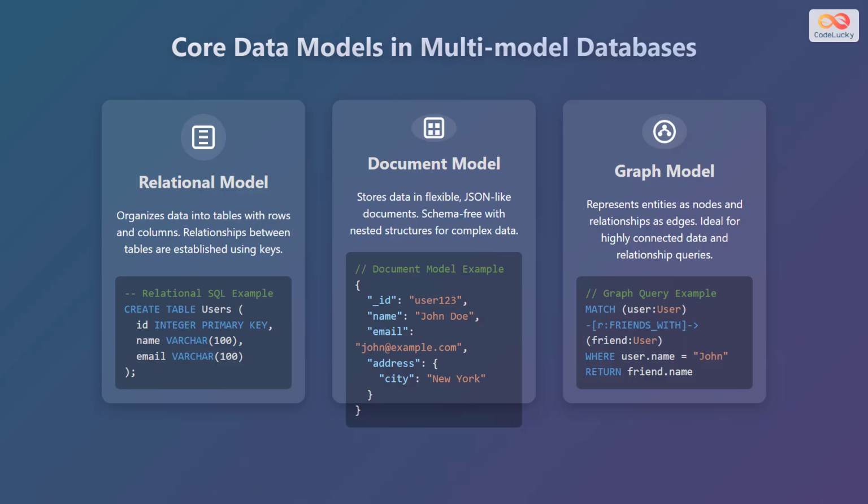Next is the document model, which stores data in flexible JSON-like documents. It is schema-free with nested structures for complex data. Here's an example of a document model: id: user123, name: John Doe, email: john@example.com, address: city: New York.